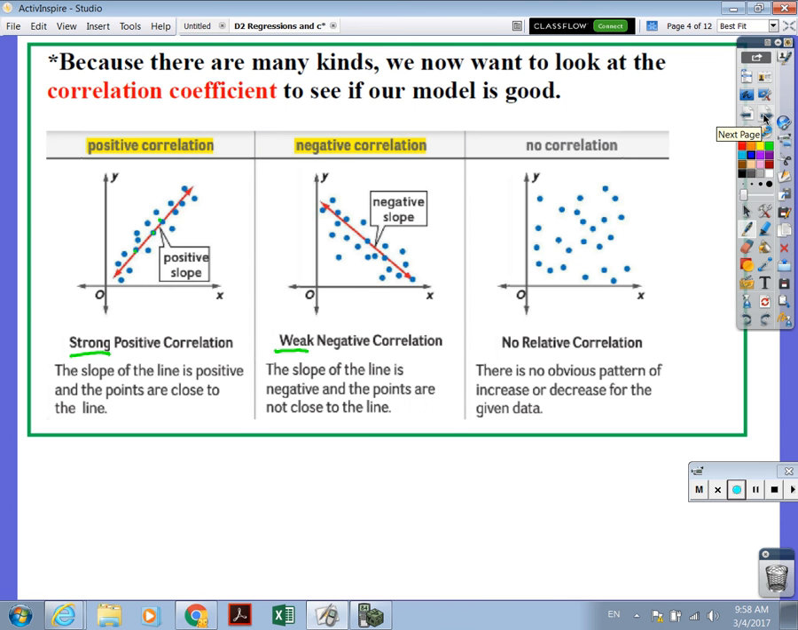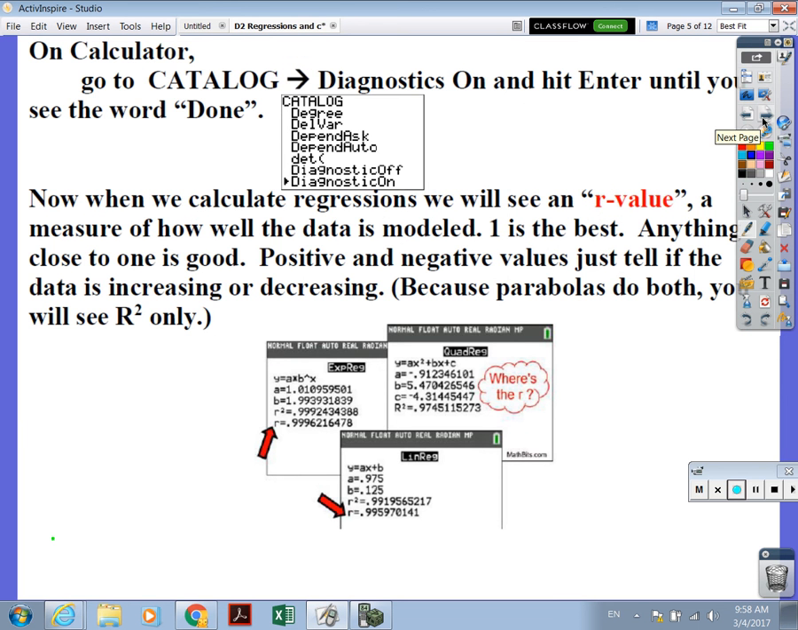And in general, if it goes up, you'll have a positive R value. If it goes down, you'll have a negative R value. And if your data is all over the place, you're not going to have a real strong correlation. So how do we do this thing with R values? This is important to know.